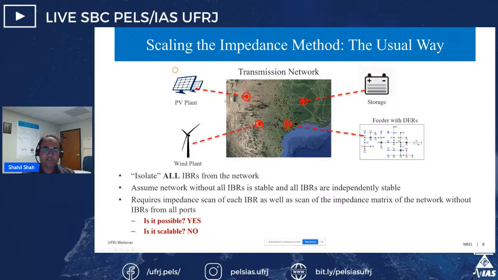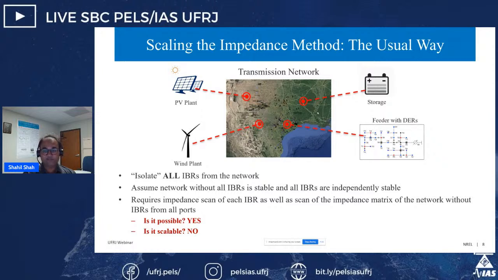So for this network, the impedance will be actually, instead of 4 by 4, it will be 8 by 8. So 64 different transfer functions that you will need. And for each of these four IBRs, you will need a 2 cross 2 or 4 impedance scans. So basically, total 4 into 4, 16 transfer functions to define IBR response, 64 transfer functions to define network impedance response. And this is very challenging.